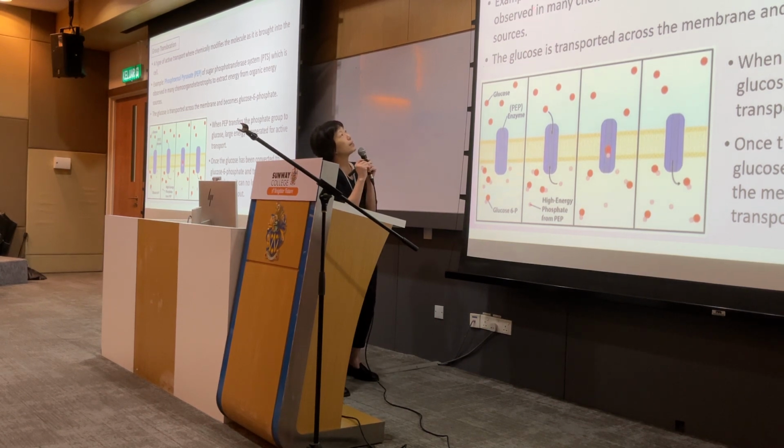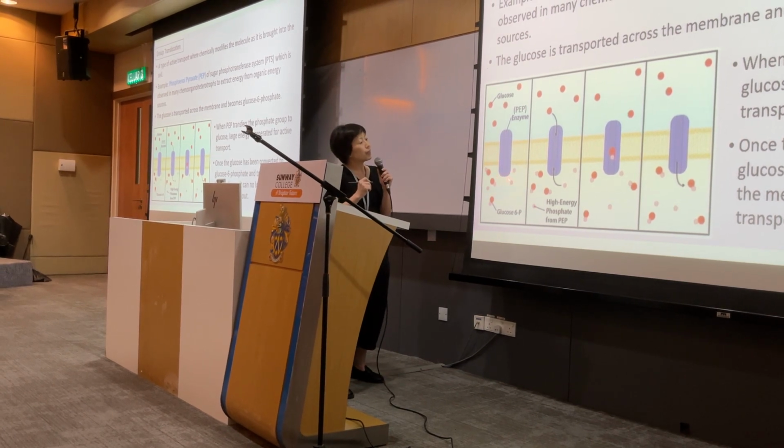What does PEP stand for? Phosphoenolpyruvate. And this is part of the sugar phosphotransferase system. What it means is that this particular enzyme is able to transfer a phosphate group, because it's an enzyme, to the glucose. So it is also present as a transporter.